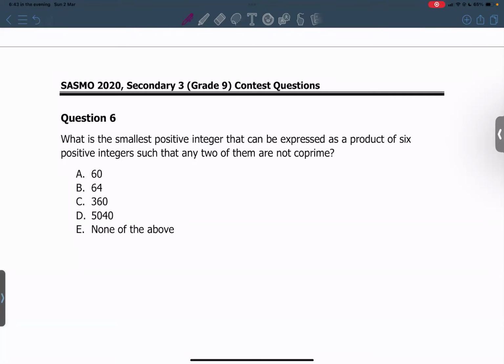In this problem, there's a keyword, which is co-prime. Co-prime is when you find the highest common factor of two numbers, for example A and B, and it equals 1. So A and B don't have a common factor with each other. So it's called co-prime.